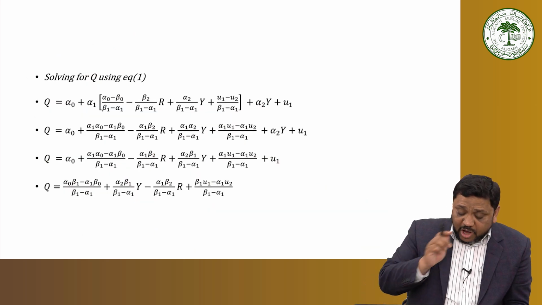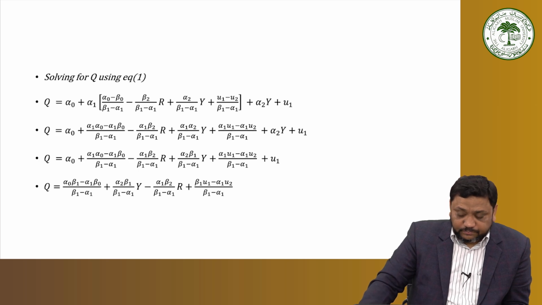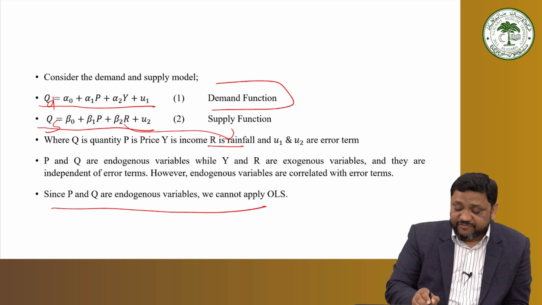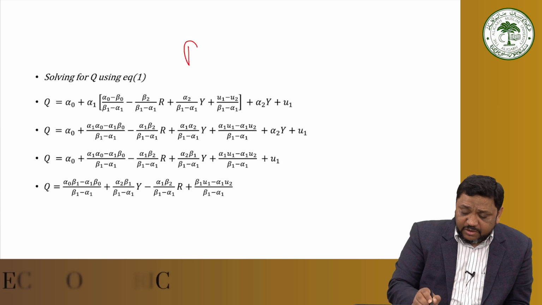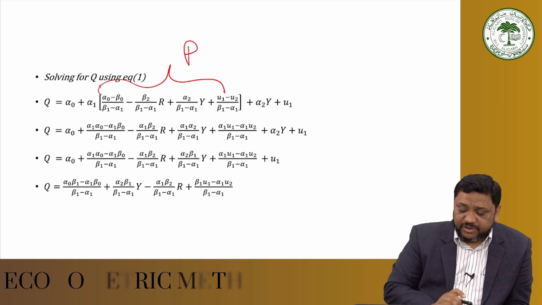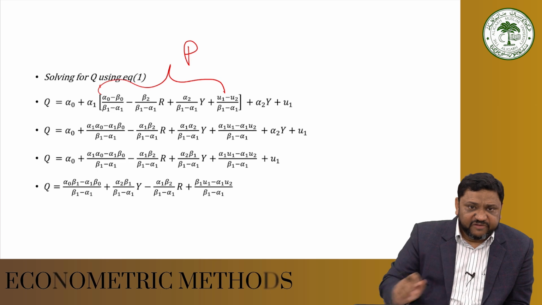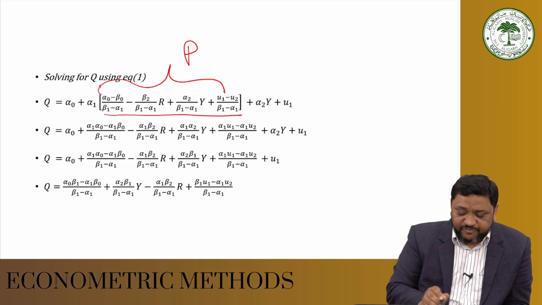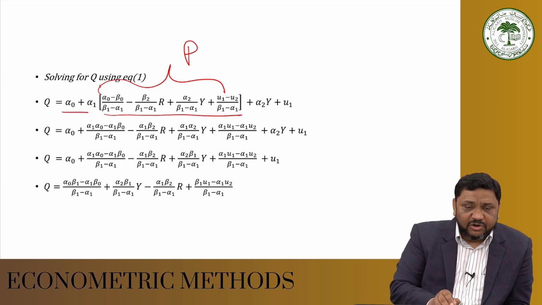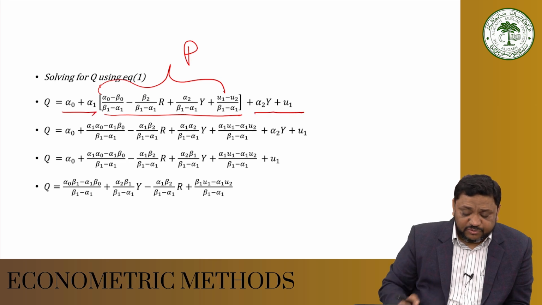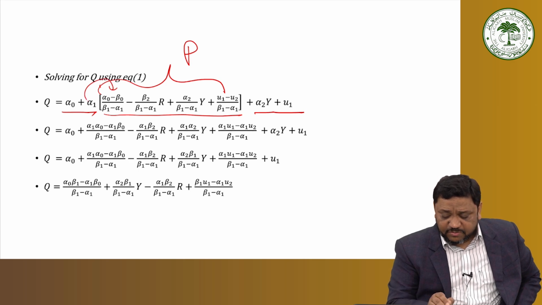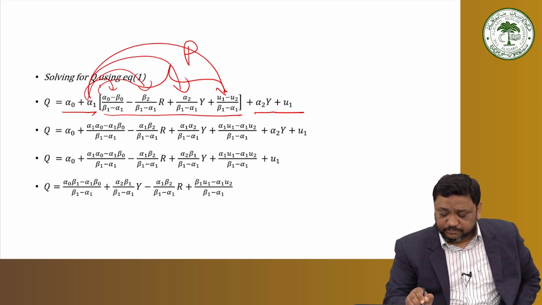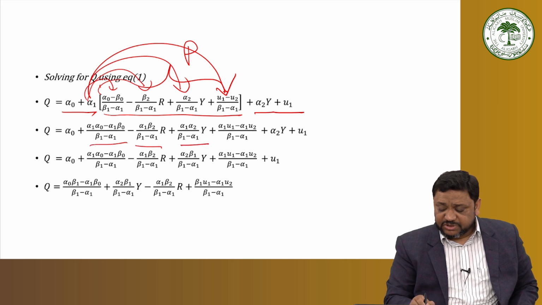Now we are solving this for our equation 1. What was our equation 1? It was our demand function. We are solving it for our demand function. The value of P is written over here. This is the value of P which we have just now derived. So we write the entire value of P and we put it in Q equals alpha naught plus alpha 1 P plus alpha 2 Y plus U1. Now, the same process which we have been repeating, we multiply all these terms with alpha 1. We get this term, this term, this term, this term.